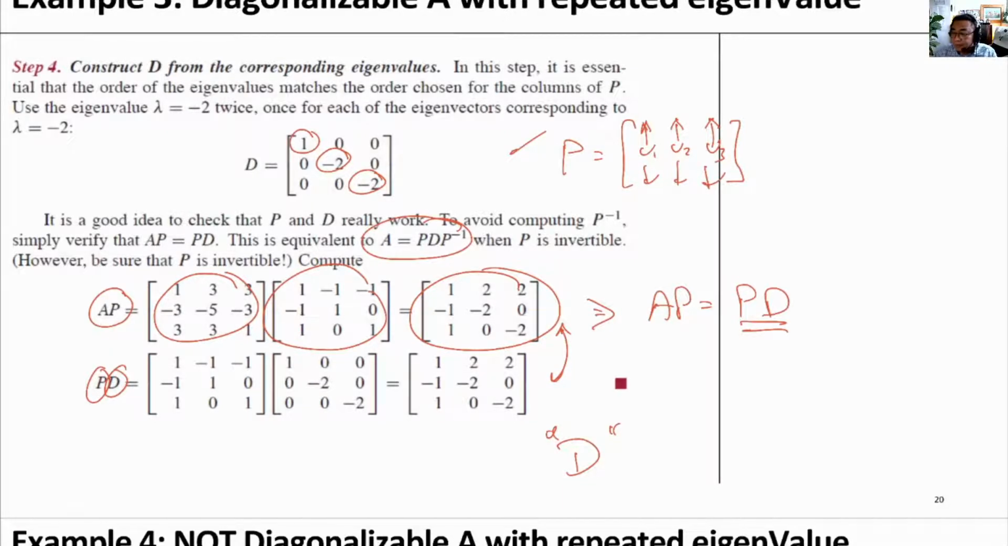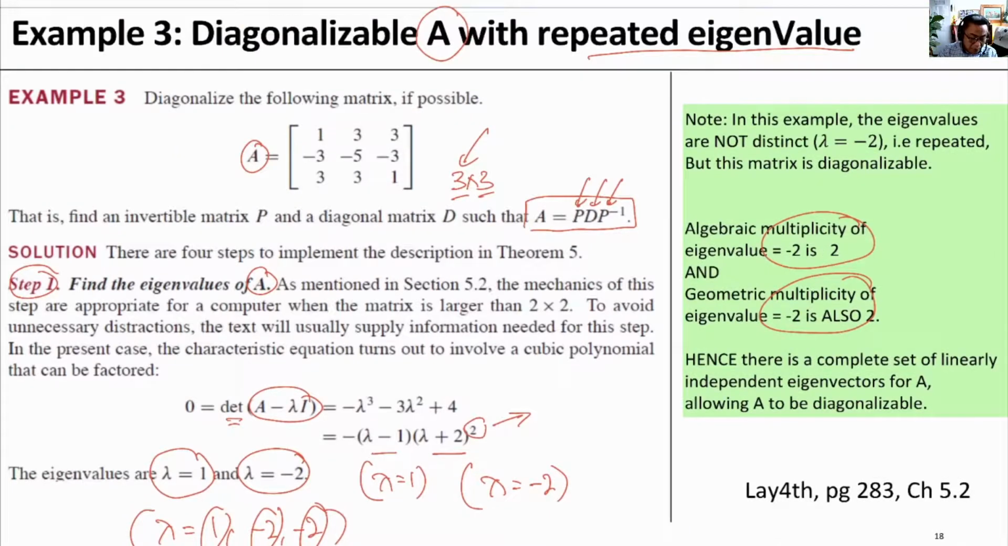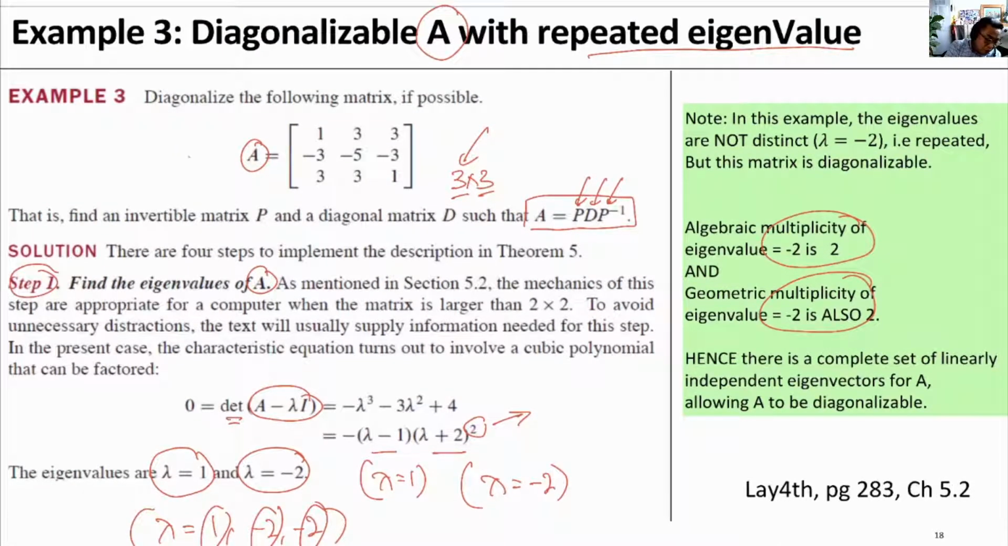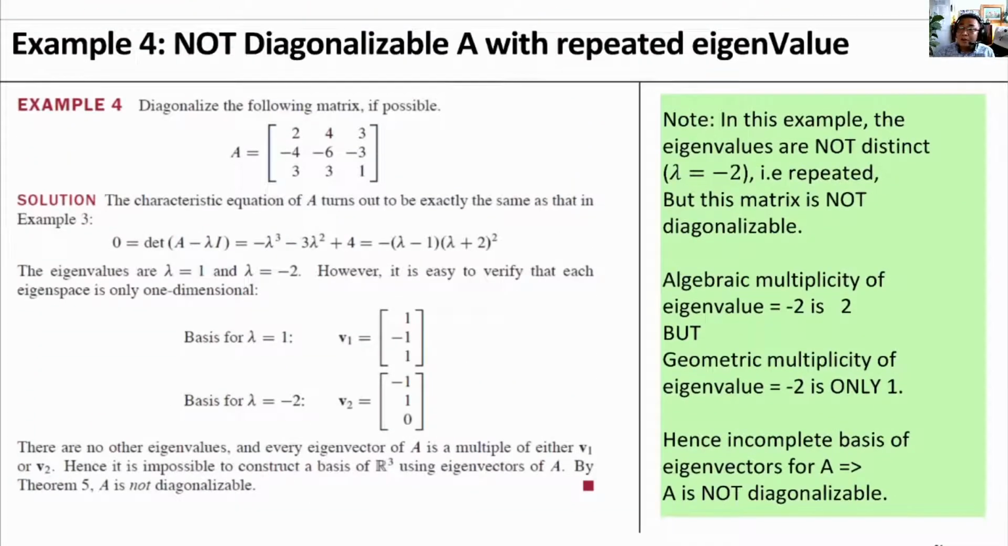Alright. So in summary, this example shows us that even though A has repeated eigenvalues, which is minus 2 twice, this matrix is diagonalizable because for lambda equals minus 2, we can find 2 independent eigenvectors. We will now go to the next example, which is example 4, where we see that the matrix A has repeated eigenvalues, but it is not diagonalizable. So that's in the next video.